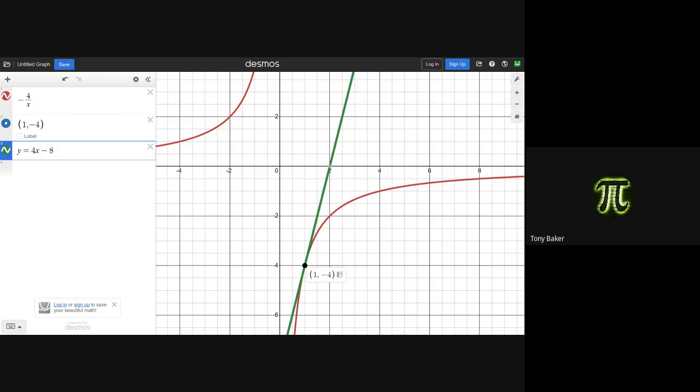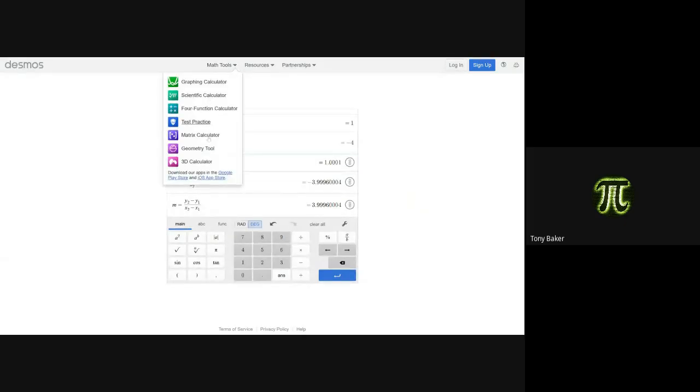Yeah. So if you go to Apples, here's all that you have access to for Desmos now. The 3D calculator is actually really cool. So if you actually ever get to Calc 3, you can do 3D graphing now in Desmos, which is amazing.